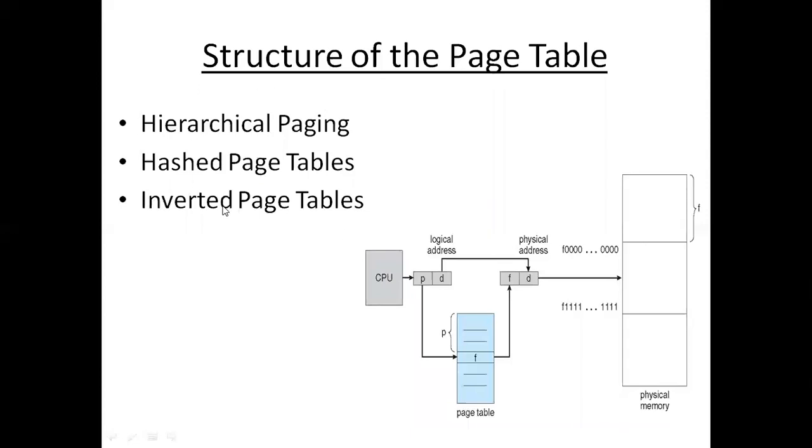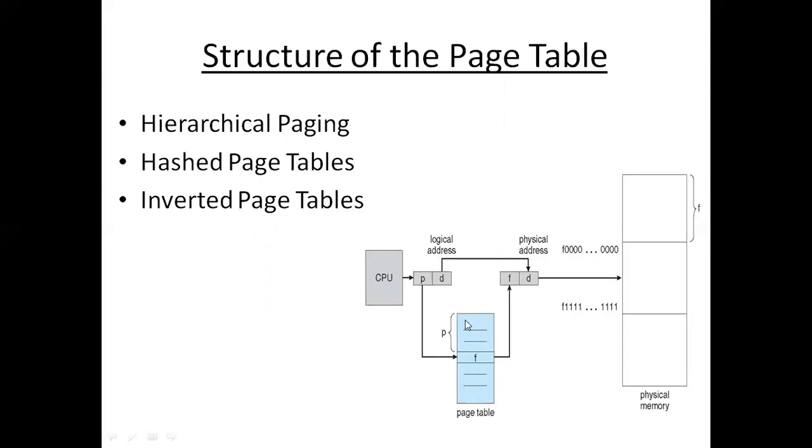So let's try to understand each one of them. The basic structure looks something like this, right? The processor produces the logical address. You take the page number, look for the frame number, which basically has the base address, add the offset that is part of the logical address, and you get the physical address. So this was the basic structure we understood, and there is one page table.